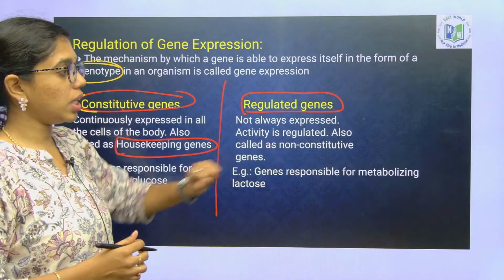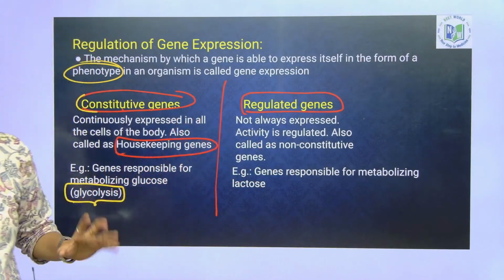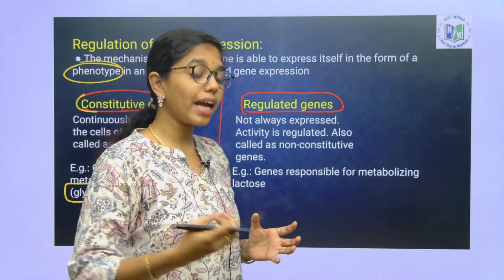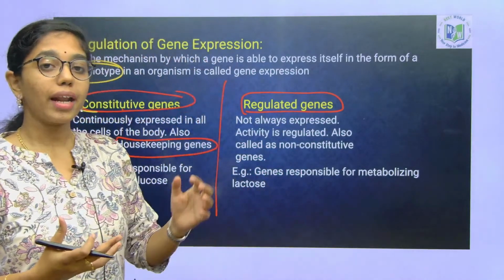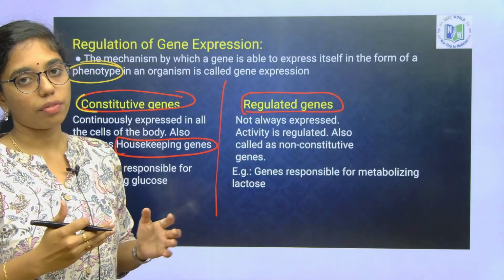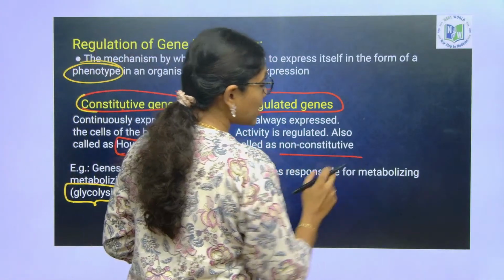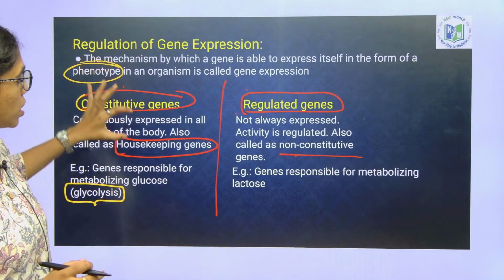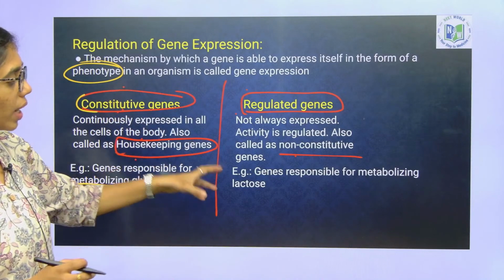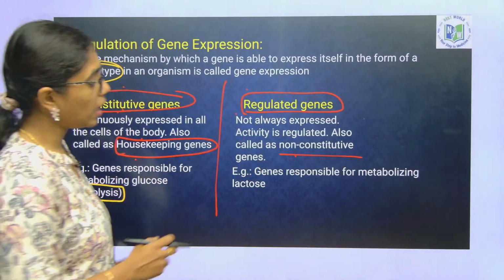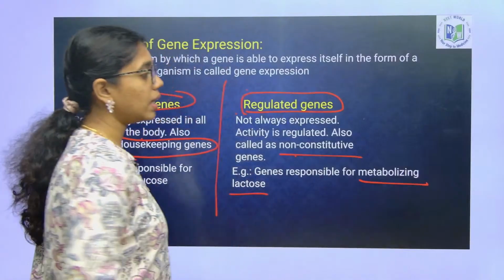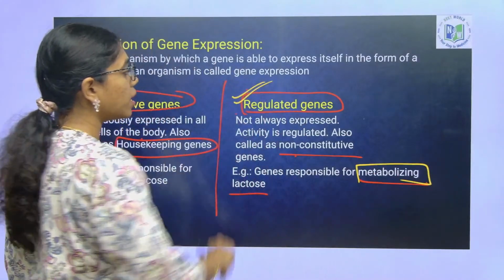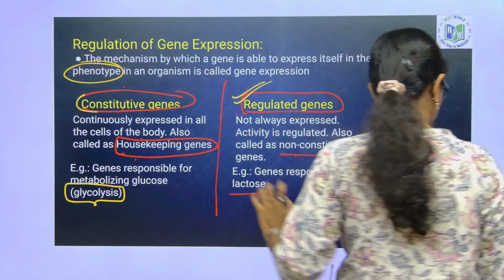Whereas the second set of genes do not always express. They do not always get expressed. Their activity is regulated. Any other factor can induce the activity of regulatory genes, or any other factor can inhibit the activity of the regulatory genes. So, these are known as non-constitutive genes. Regulated genes are known as non-constitutive genes. Constitutive genes are known as housekeeping genes. For example, an example of regulated genes is genes responsible for metabolizing lactose. The genes which are responsible for metabolizing lactose are what? Regulated genes. Clear, right? So, these are 2 different types of genes.